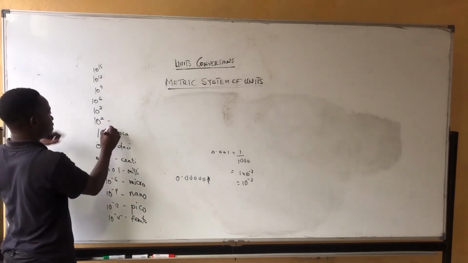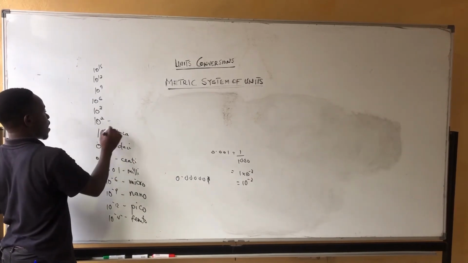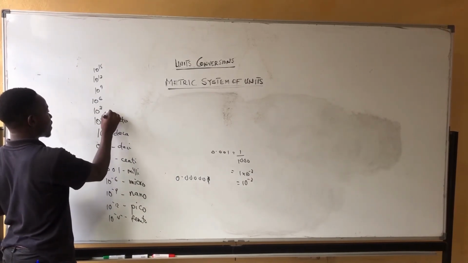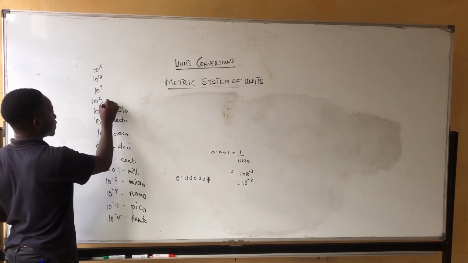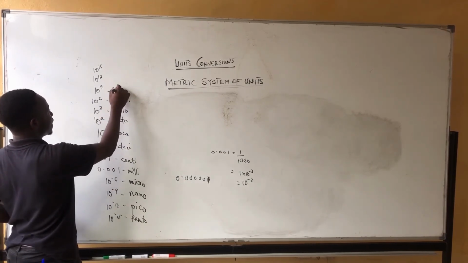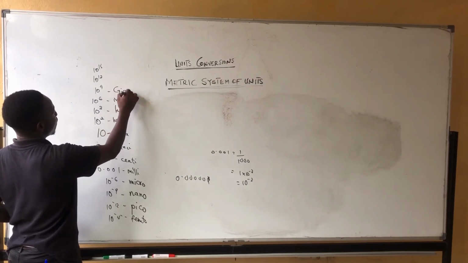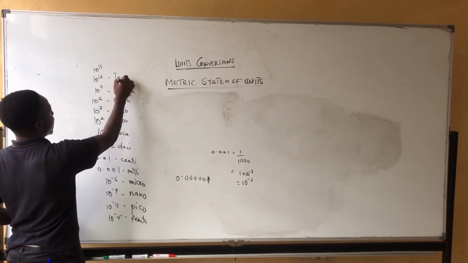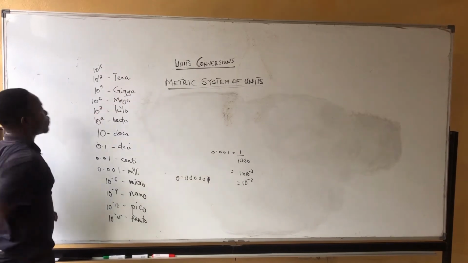This is representing hecto. This is representing kilo. This is mega. This is giga. This is tera, and so on and so forth.